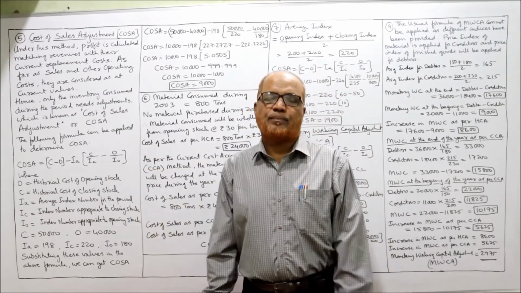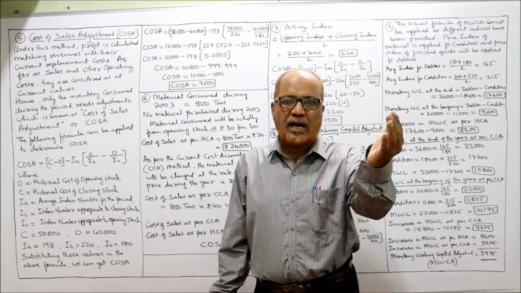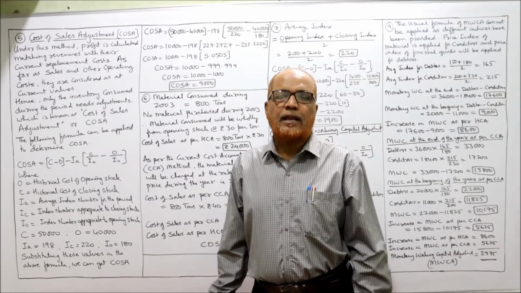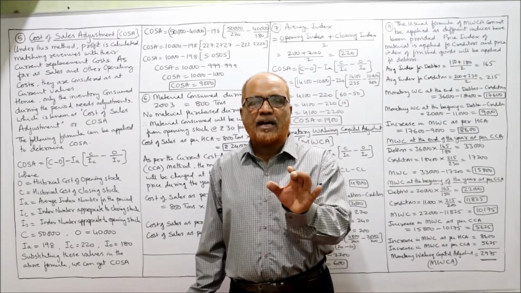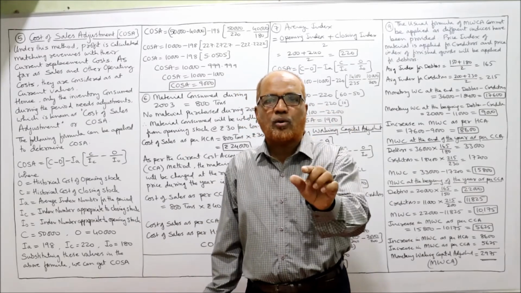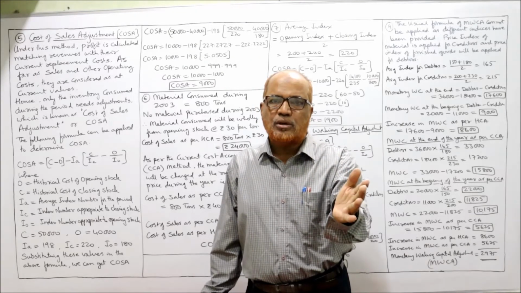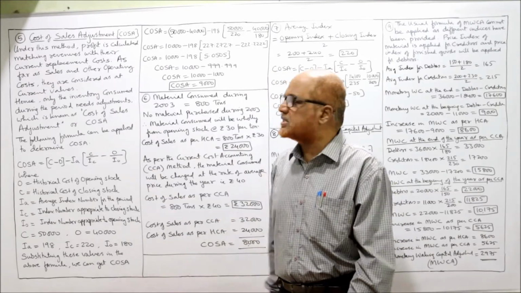Inventory means stock. The opening stock as well as the closing stock needs adjustment regarding these price level changes. So we are going to make adjustment only in opening stock and closing stock. We are not going to make any adjustment in purchases. Only opening stock and closing stock, and that is called cost of sales adjustment.